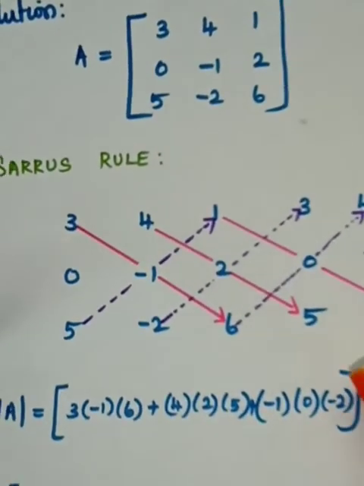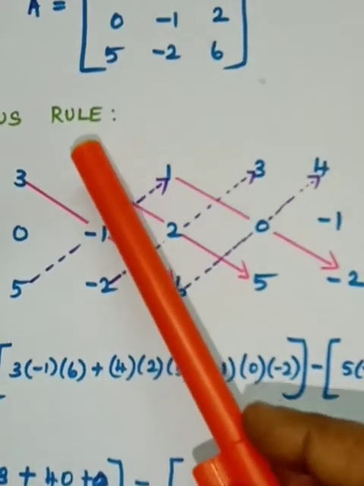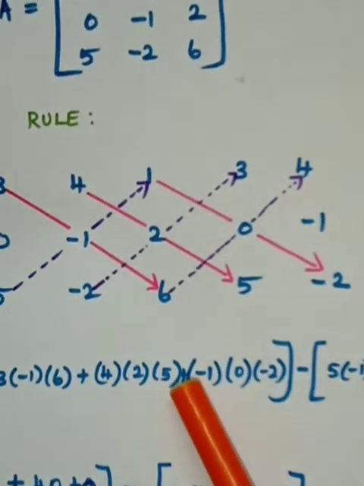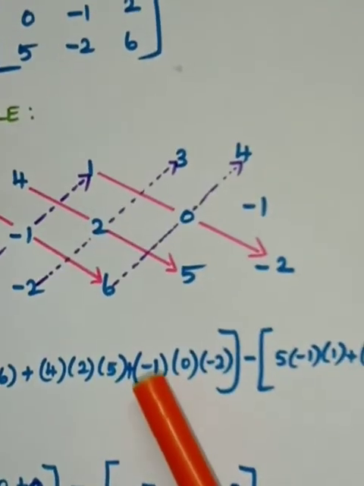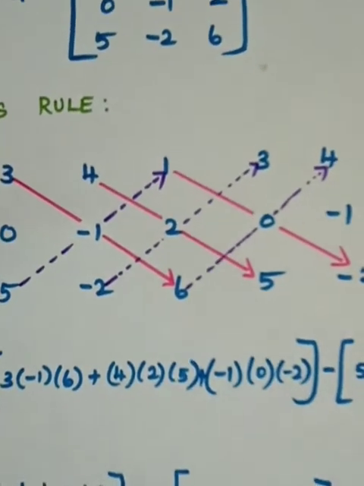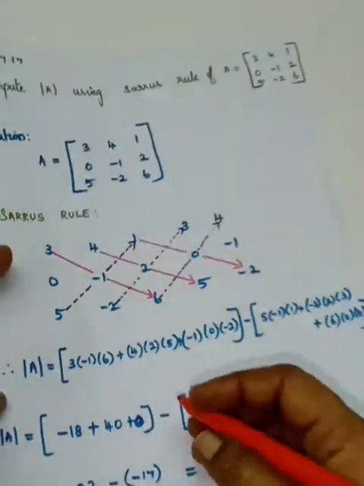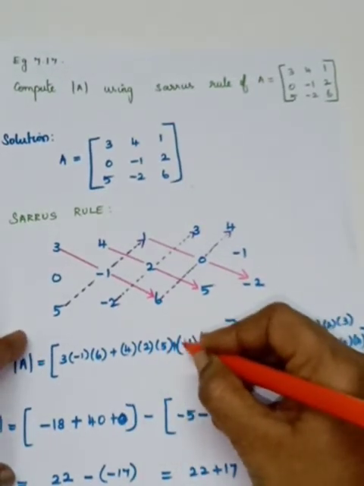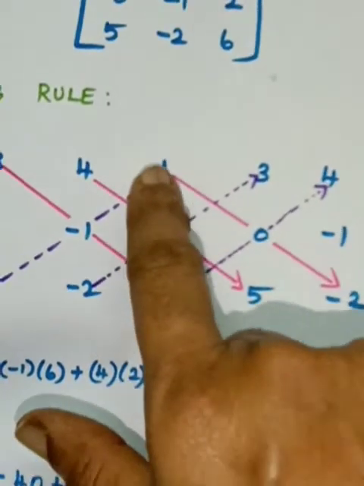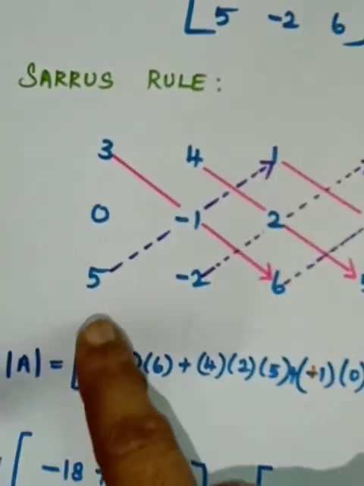Next, what you have to do? You have to multiply the main diagonal. So, 3 into minus 1 into 6. Next, plus 4 into 2 into 5. Plus the next main diagonal, that is 1 into 0 into minus 2. Here it is not minus 1, it is plus 1, so 1 into 0 into minus 2.